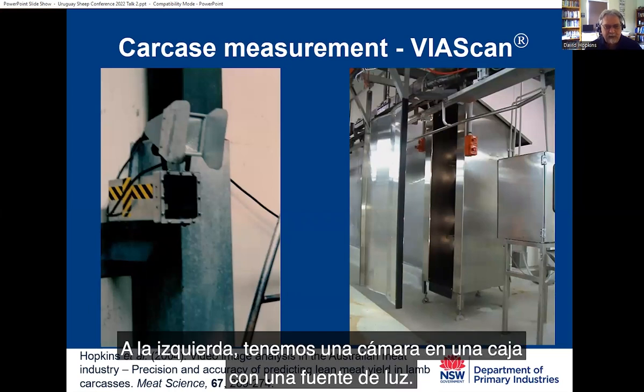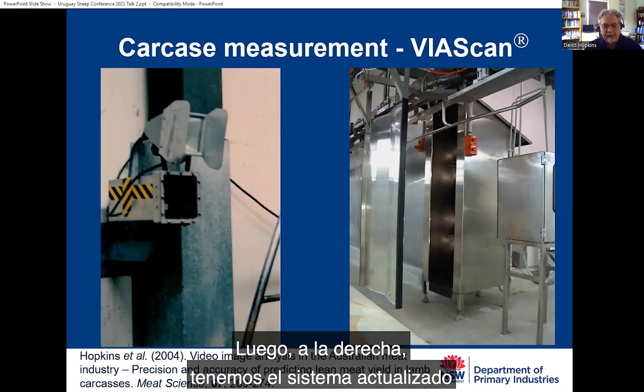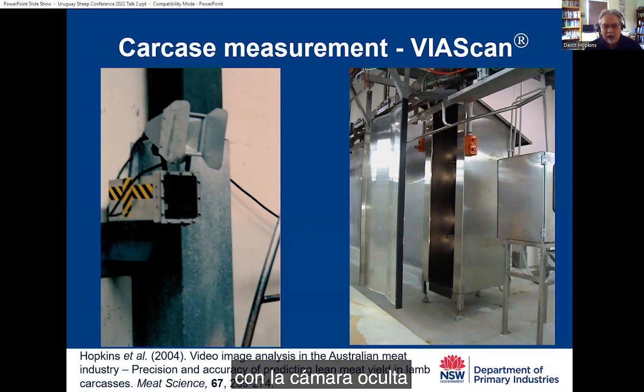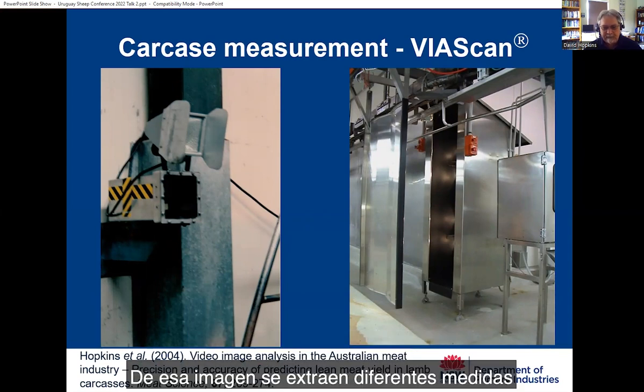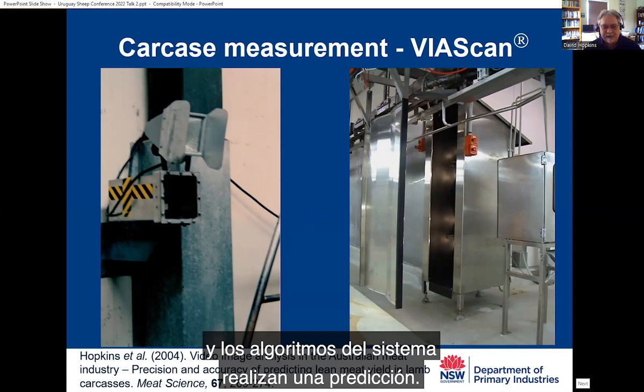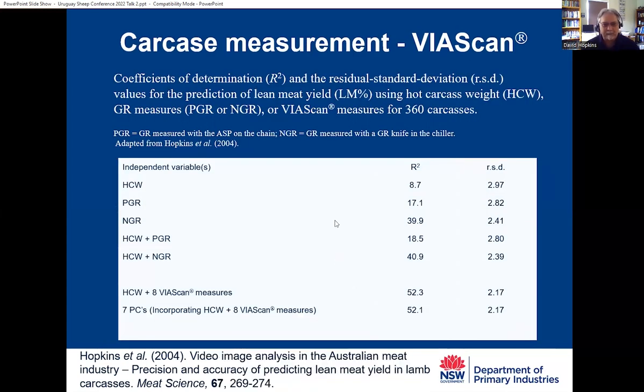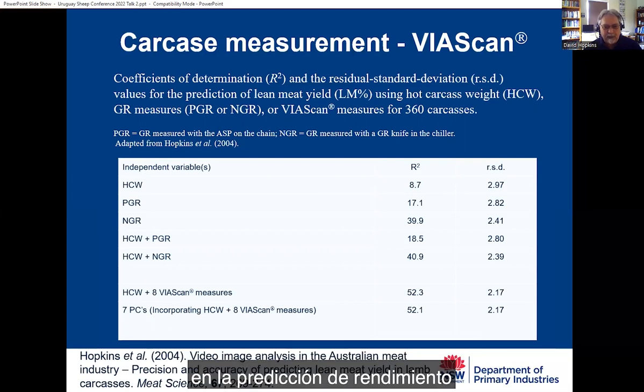Now, this shows the system. So on the left, we've got a camera in a box with a light source. Then on the right, we have the updated system where the camera's hiding in behind this metal enclosure here. And as the carcass goes along the chain and backs up to this, the image is captured of the carcass. And that image is then interrogated for a whole lot of different measurements, and the algorithms built into the system provide the predictions.